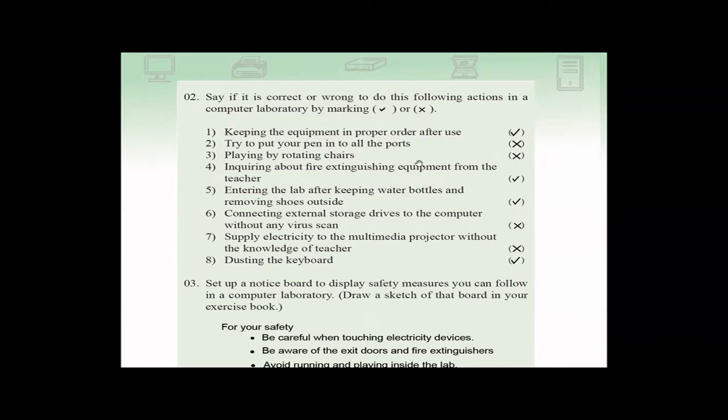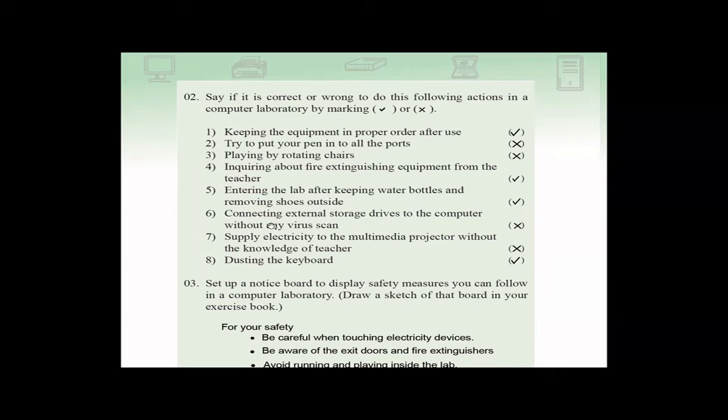So don't do it. Inquiry about fire extinguishing equipment from the teacher. Yes, it's very good that you know about these things and where the exit doors are and have a good understanding. So it's a good thing to do. Entering the lab, keeping water bottles and removing shoes. Yeah, why are you removing shoes? Because then the dust particles and the dirt won't come inside the lab. And why not taking water bottles? Because when water spills over these electric equipments, they will get damaged. So this is a good thing to do.